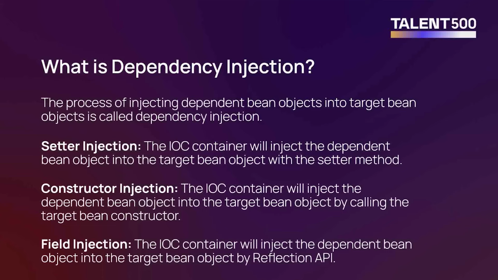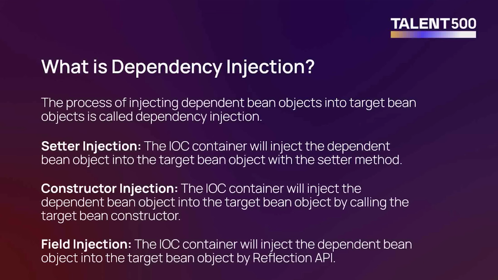When it comes to field injection, the injection of the dependent bean object into the target bean object is done by the reflection API. This is the difference between the three: via the setter method, by calling the target bean constructor, and via the reflection API. And these are the different ways with which dependency injection is done. An IOC container is nothing but a framework to facilitate this. We'll be talking about it later.